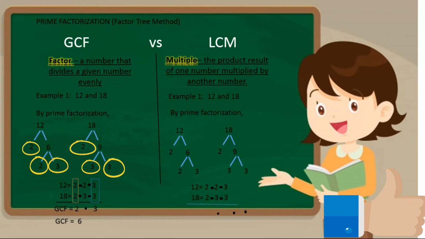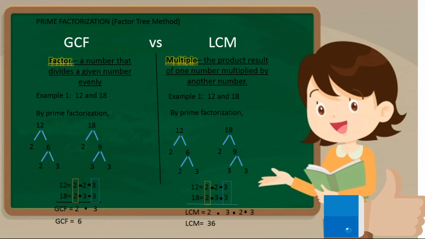Alright. In here, we put in a box the common factors, so that is 2 and 3 again. But for the LCM, we bring down as one the common factors, so we have 2 and then 3. And then we also need to bring down the distinct factors, the other factors that are not in the boxes, that is 2 and 3. So we multiply them all. We have 2 times 3 is 6, times 2 is 12, times 3 is 36.